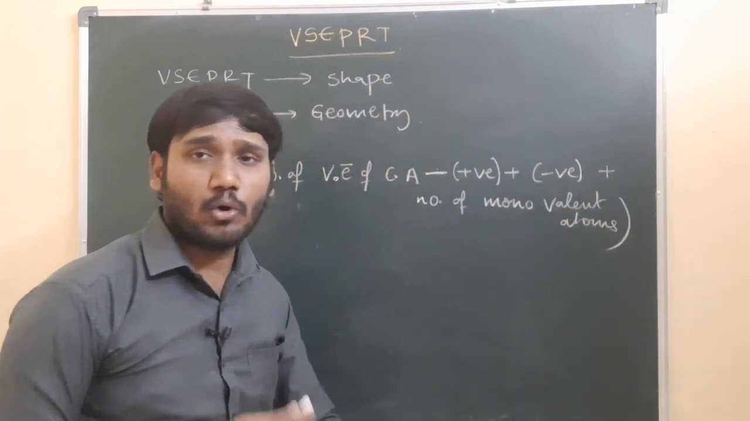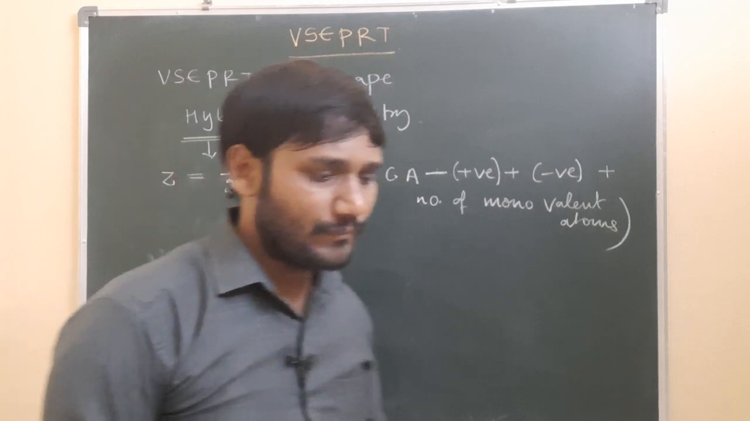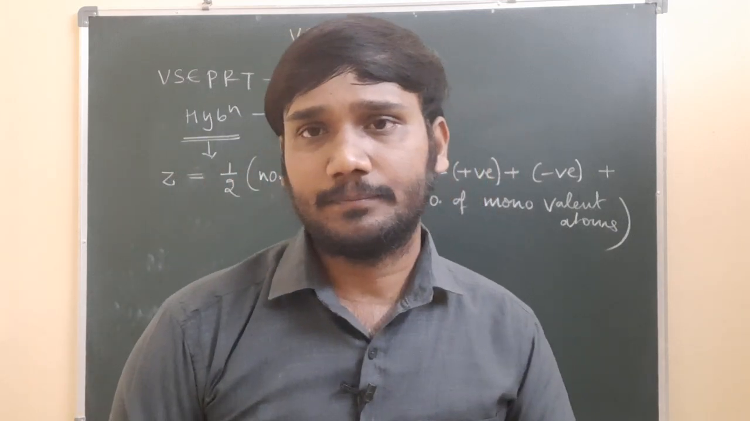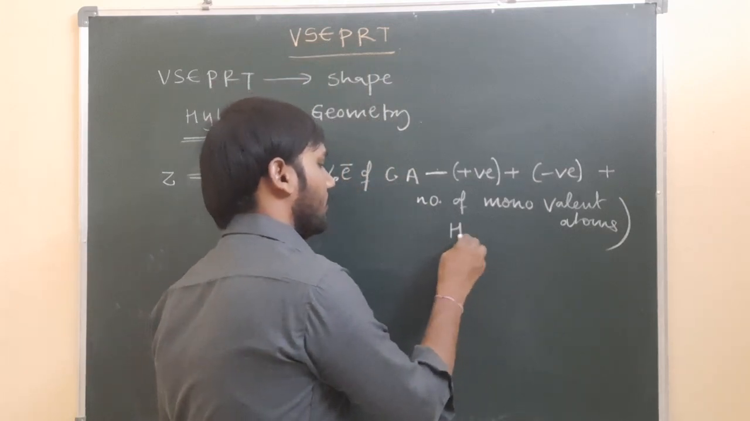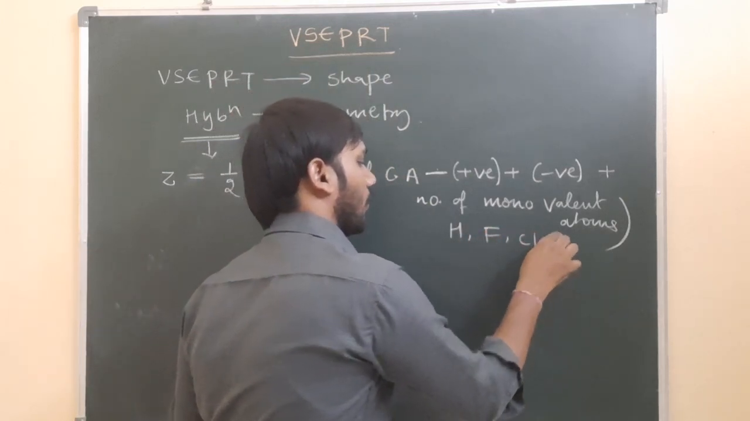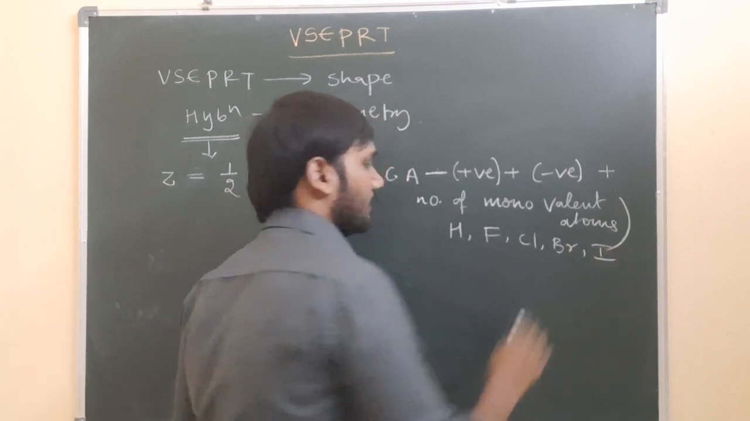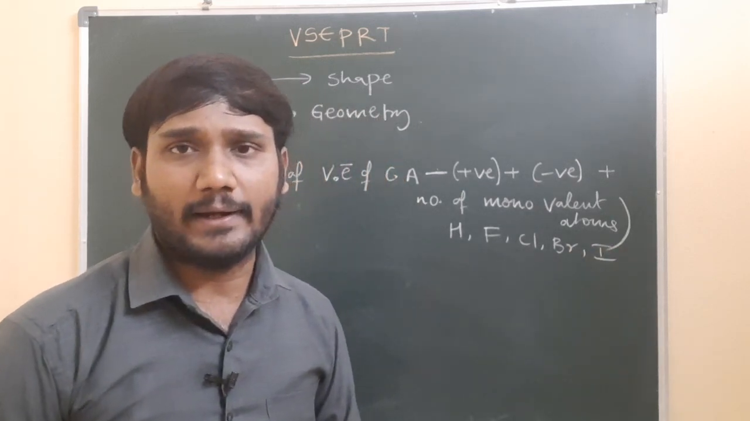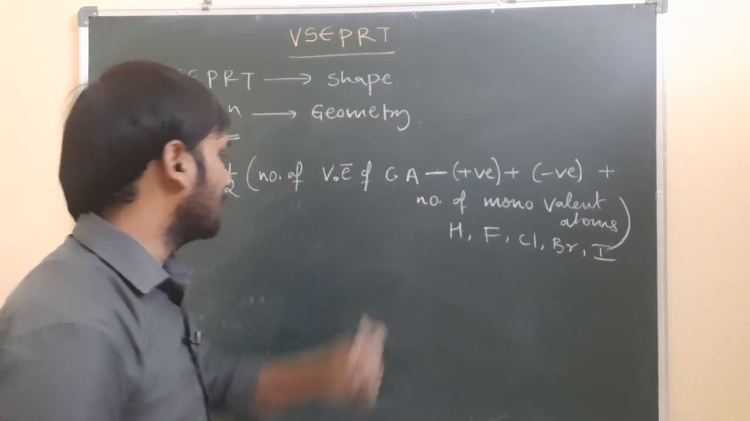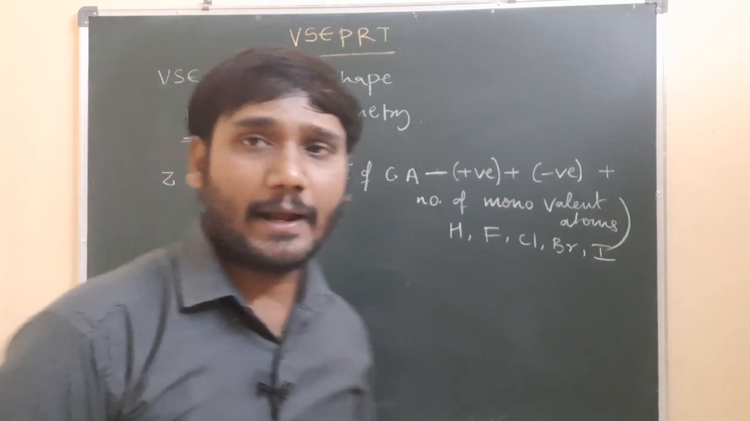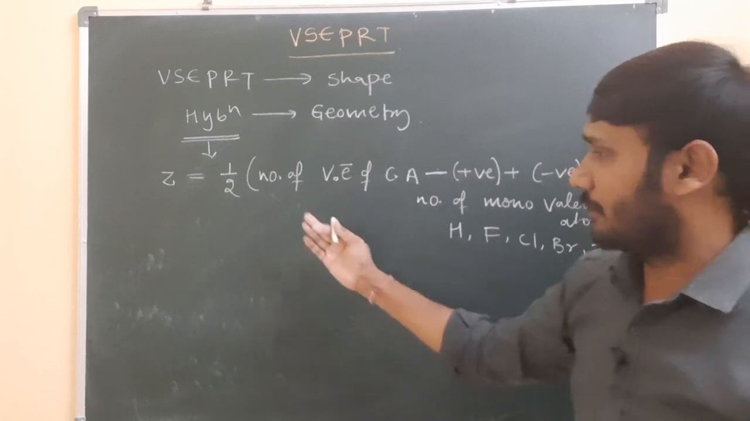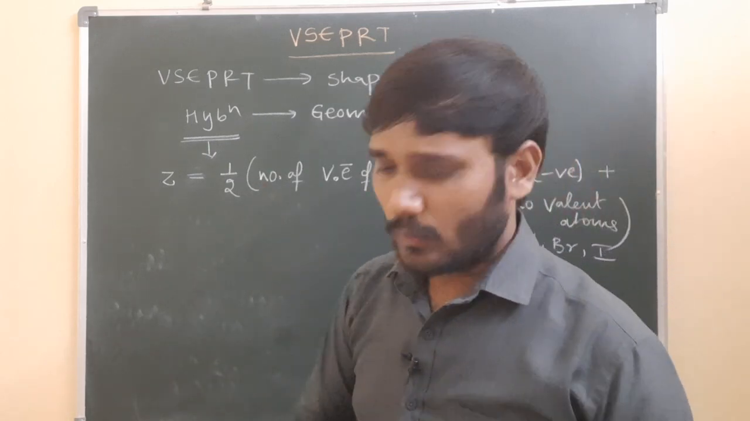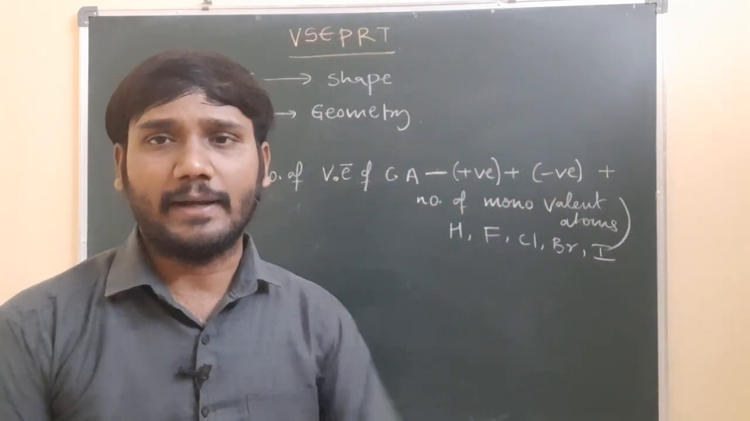Then what are monovalent atoms? The atoms which are ready to form one bond, we simply call them monovalent atoms. Generally, what you can observe here are hydrogen, fluorine, chlorine, bromine and iodine. These are the monovalent atoms. So based on this formula, we can identify the hybridization of a molecule, whether the molecule is sp, sp2 or sp3. Whatever the hybridization, we can identify it by this formula.